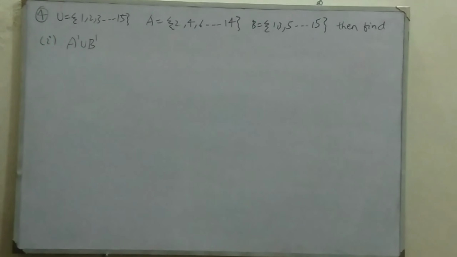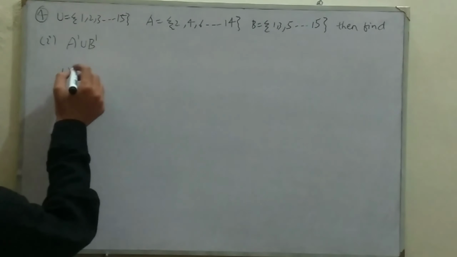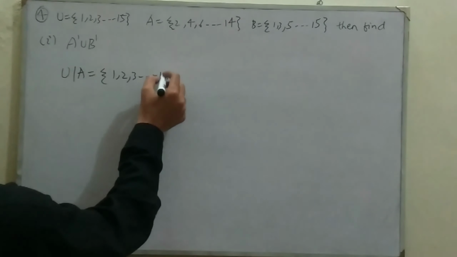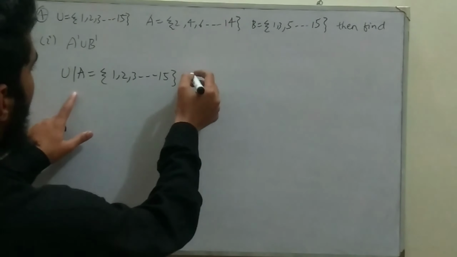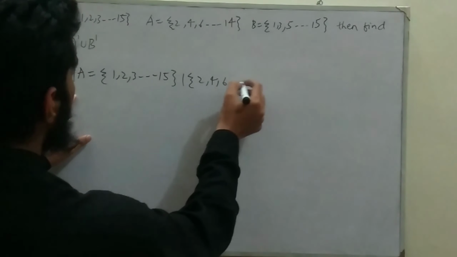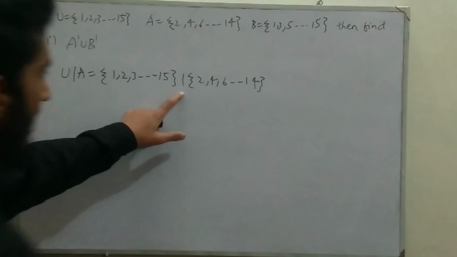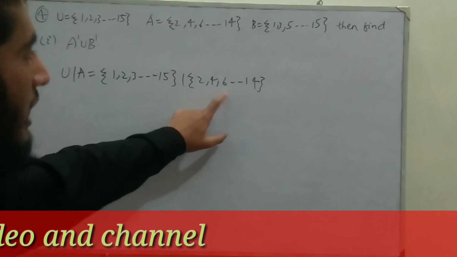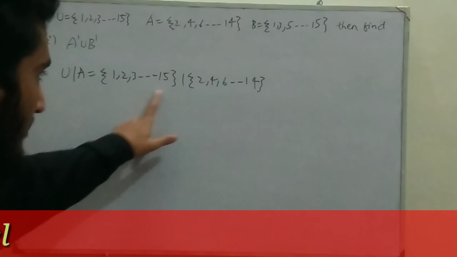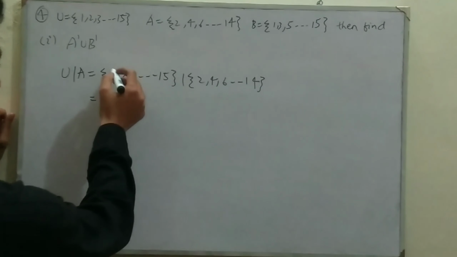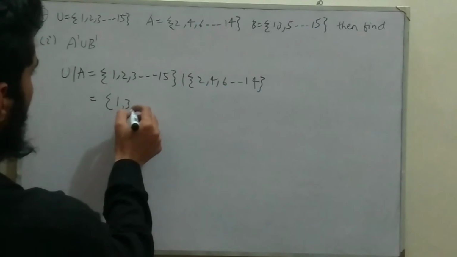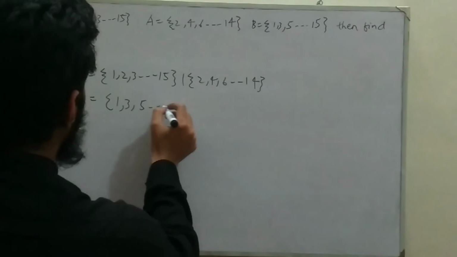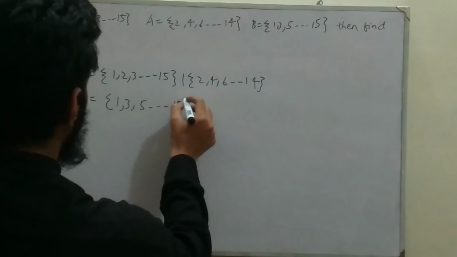First we are going to find the complement of A. We know that complement of A is equal to U minus A. So our U set is 1, 2, 3 goes to 15, and minus A is 2, 4, 6 goes to 14. Now here is the difference sign. Difference sign means that all those elements which are participating in the first set and not included in the second set will be our difference of these two sets. So 1 is present in the first set, 3 is present in the first set, and 5 is present in the first set. Now move to 15. This will be our complement of A.